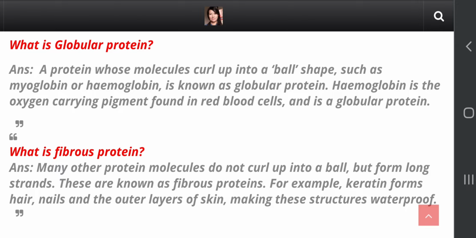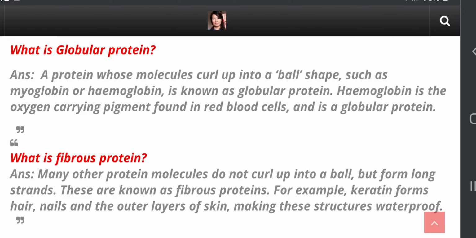So what is fibrous protein? Many other protein molecules do not curl up into a ball but form long strands. These are known as fibrous protein. For example, keratin forms the hair, nails and other outer layers of skin, making this structure waterproof.